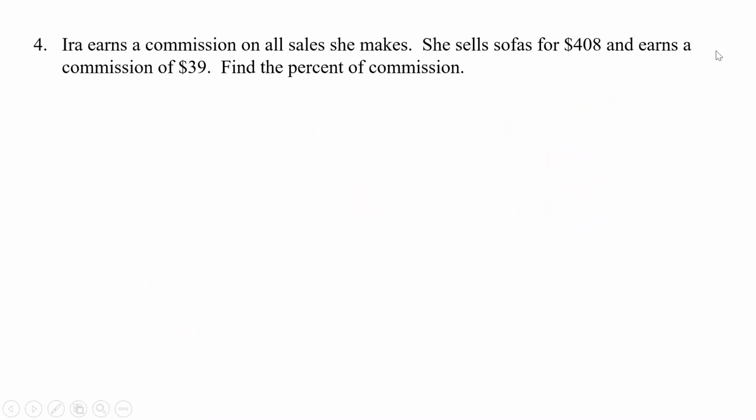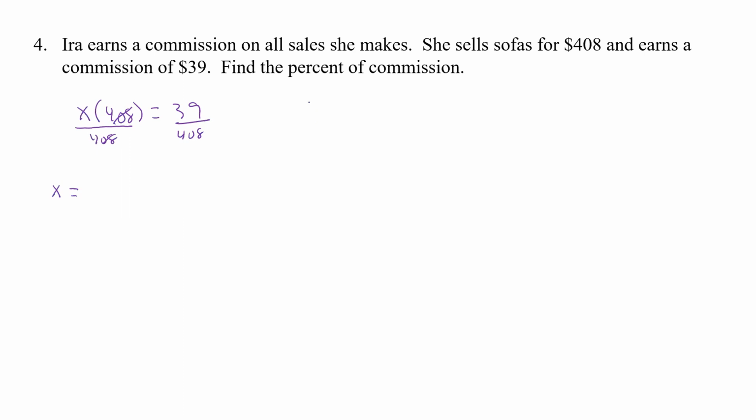All right, next one. Ira earns a commission on all sales she makes. She sells sofas for $408 and earns a commission of $39. Find the percent of the commission. All right, so we're going to kind of set it up just like we did the last one. We're going to take some number x, and that's going to be her percent. So x times how much the sofa sells for, 408, is going to equal what her commission is. Okay, so what do we do? Well, we divide by 408, and we divide by 408. And so then x is going to give us some decimal, and then we can convert that to the percent.